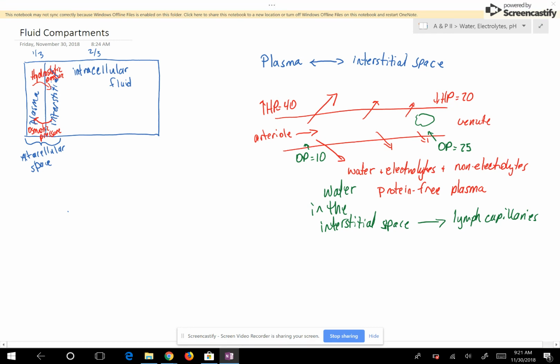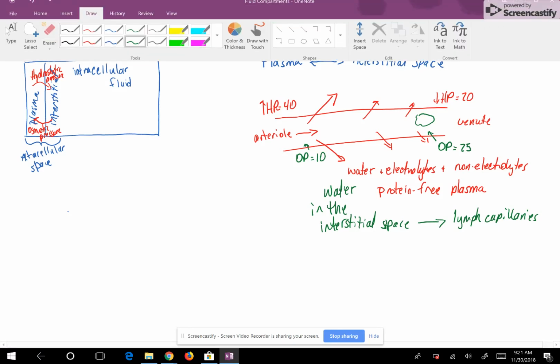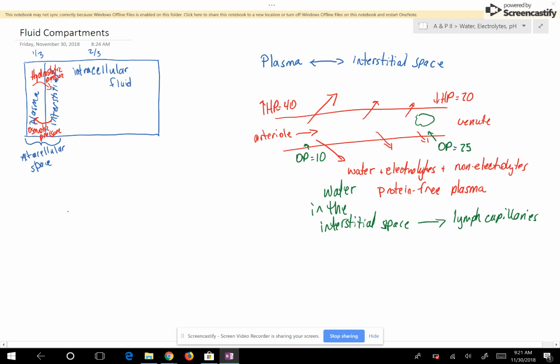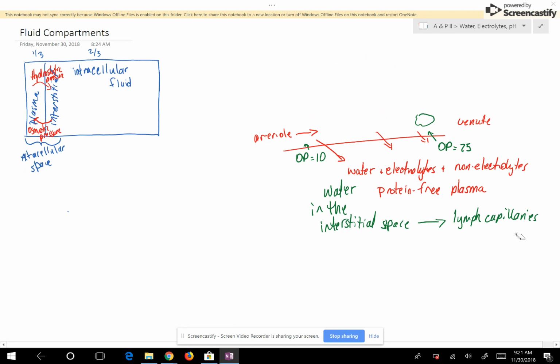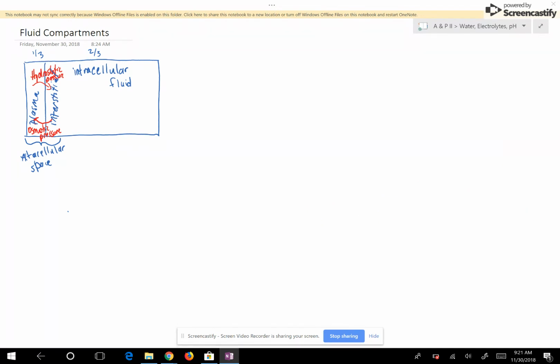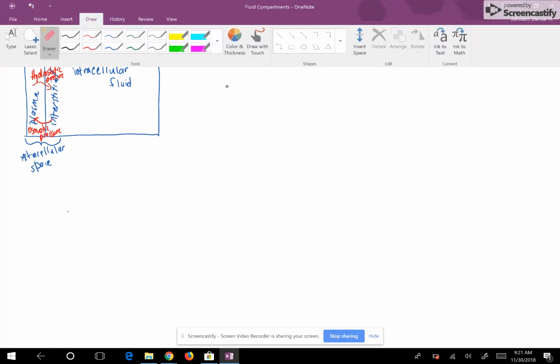Okay, so now let's look at how molecules go from your interstitial space into the intracellular space. We want to look at how molecules go from the interstitial space to the intracellular space. Okay, can you tell me what separates the interstitial space from the intracellular space?